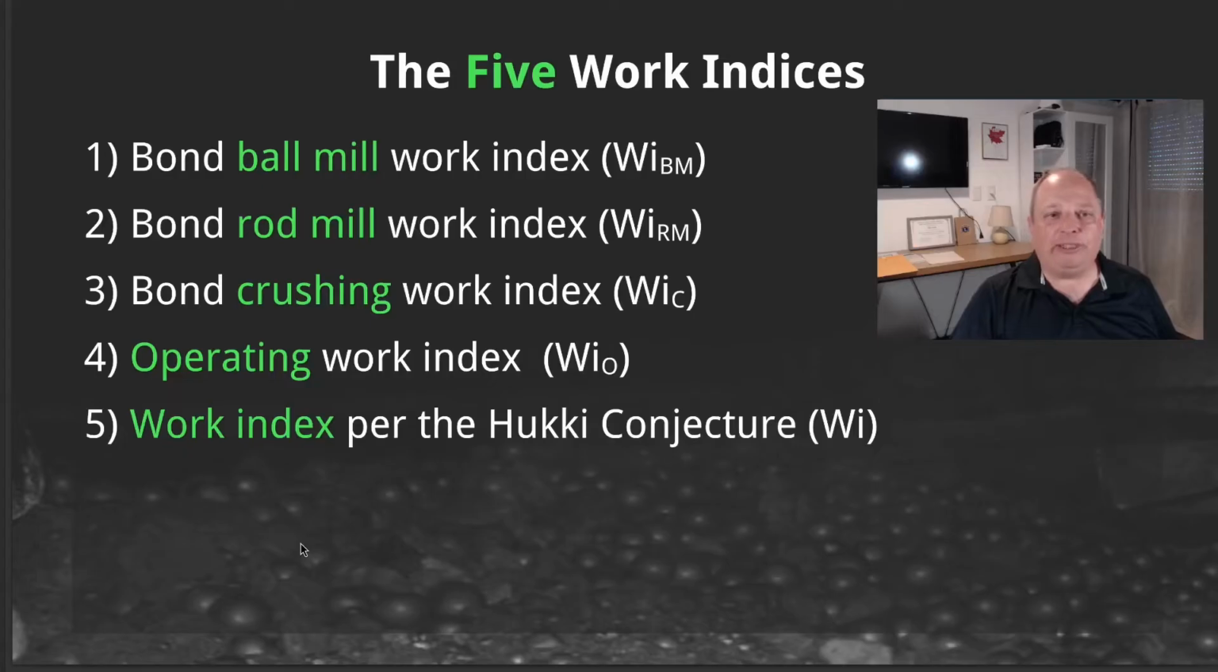So the 5 work indices are the work indexes for ball milling, for rod milling, for crushing. These are all laboratory tests. And then there's an operating work index, which is kind of generic and can be applied to anything. We'll talk more about that. And then the 5th one is more of a concept work index, which is related to something called the Hooke conjecture, which we'll get into.